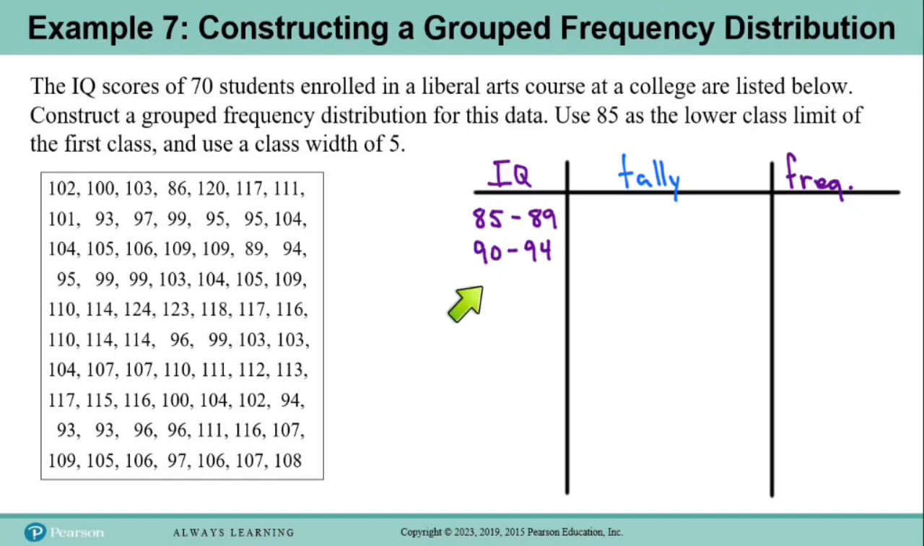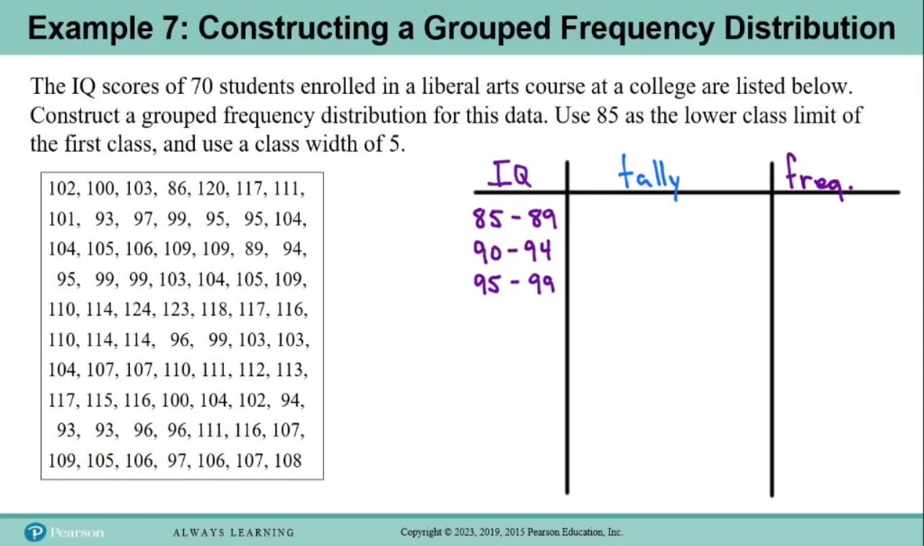90 plus 5 is 95. 94 plus 5 is 99. And there's our third class. Now how far do we have to keep doing this? Well, the answer to that is that the largest number in our list needs to fit into our largest class. So let's look through this list. I see 120 right here, and let's glance through. Oh, here's 124, and so far 124 is the largest that I see.